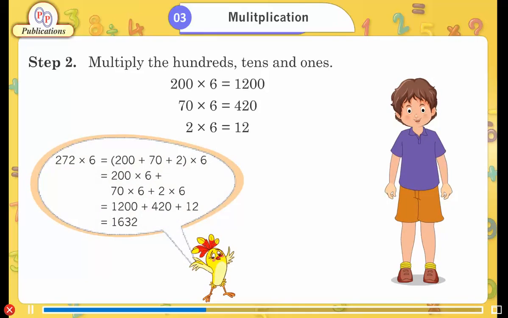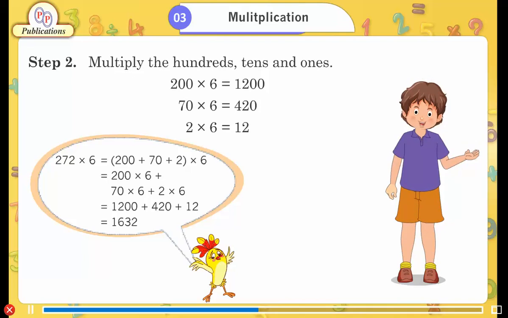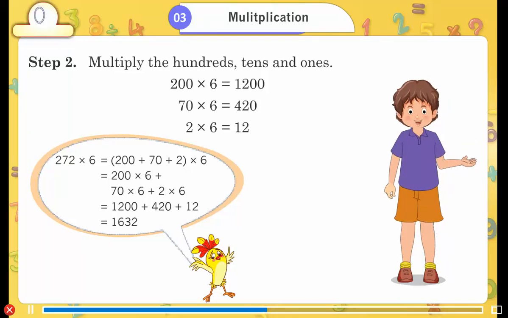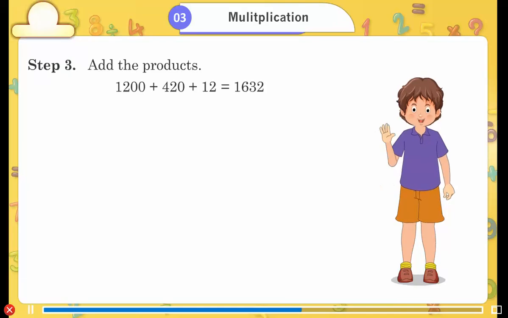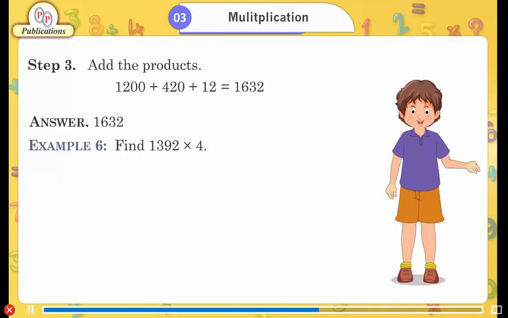272 into 6 is equal to (200 plus 70 plus 2) in bracket into 6 is equal to 200 into 6 plus 70 into 6 plus 2 into 6 is equal to 1200 plus 420 plus 12 is equal to 1632. Step 3. Add the products. 1200 plus 420 plus 12 is equal to 1632. Answer 1632.